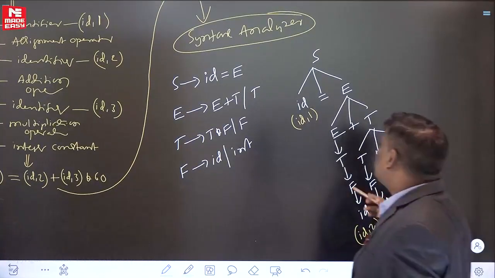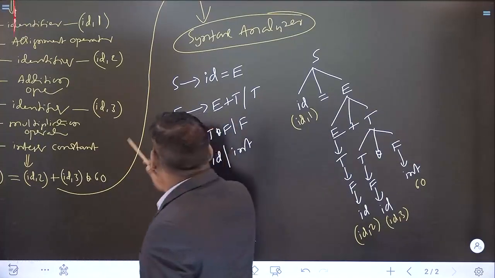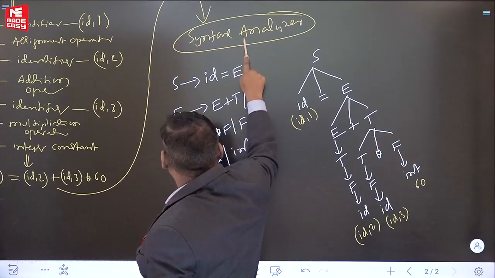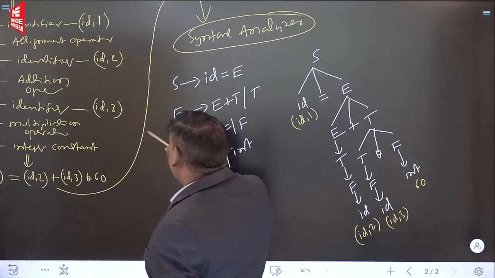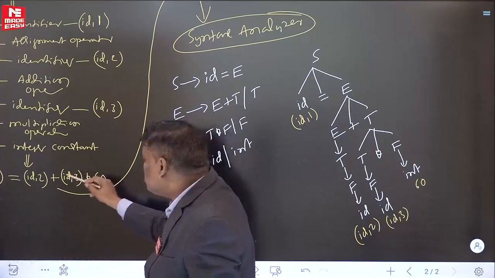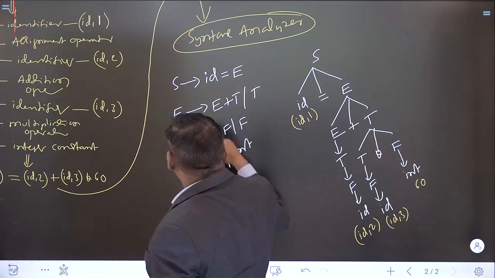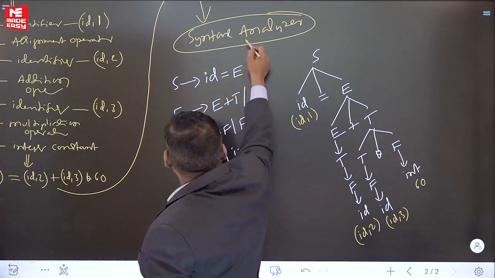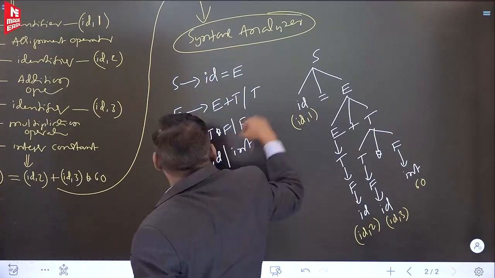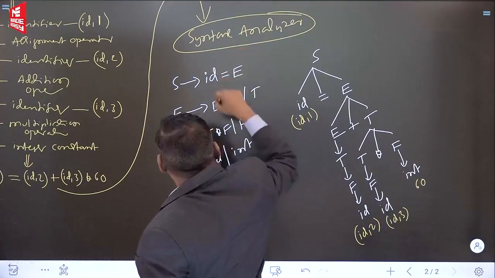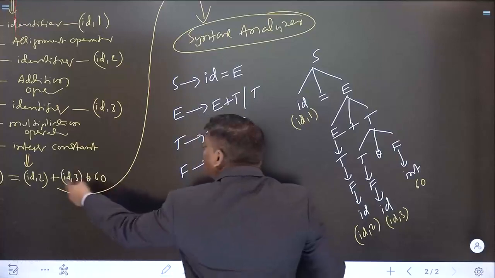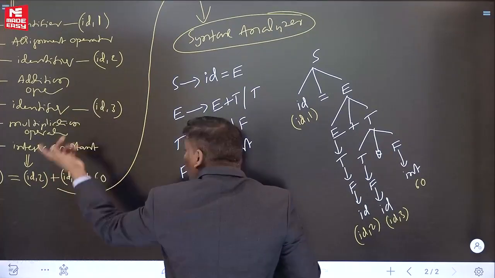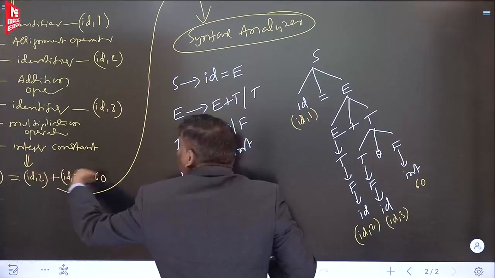And one more thing I want to ask you. Syntax analyzer for arithmetic expression: what will change? This string will change or the grammar will change? Grammar is fixed. For the syntax analyzer of arithmetic expression, this is the grammar. The string will keep on changing. The arithmetic expression will keep on changing from program to program.